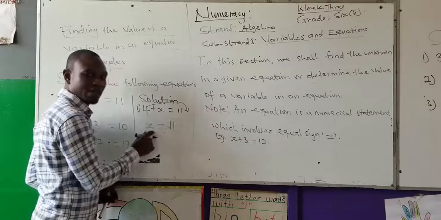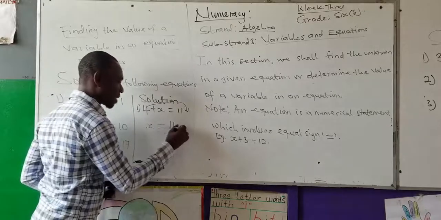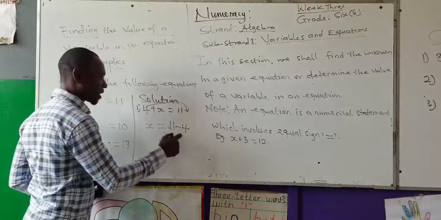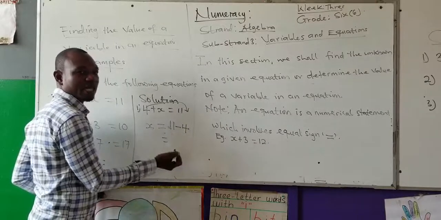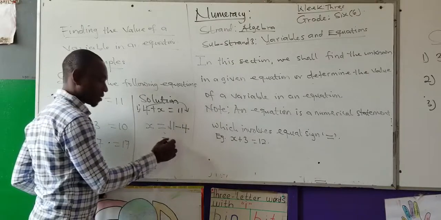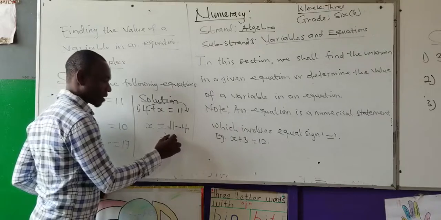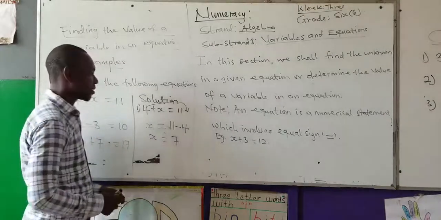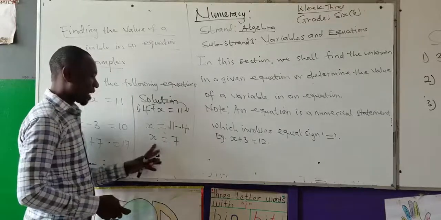So 4 is no more with x, so we have 11. When you move 4 to this side, it becomes minus 4. Then you know that when you subtract 4 from 11, what do you get? Yes, 4 from 11 is 7, right? So it means that x is equal to 7. The value of x is equal to 7.